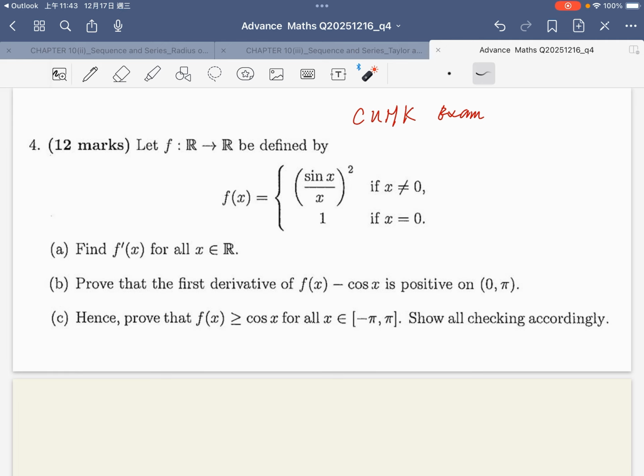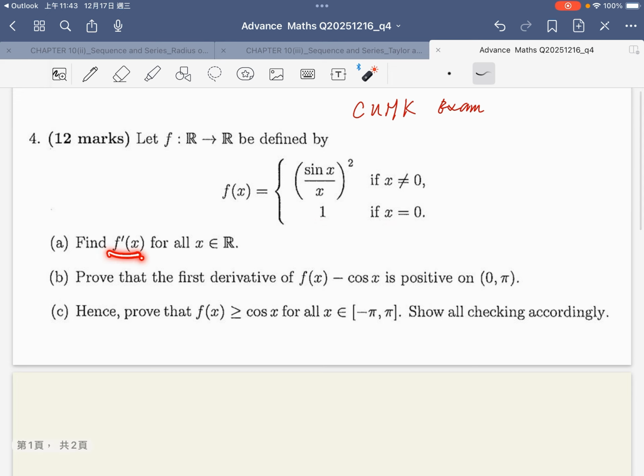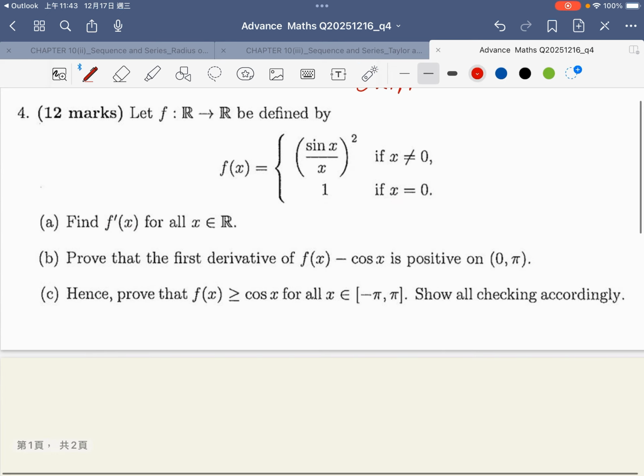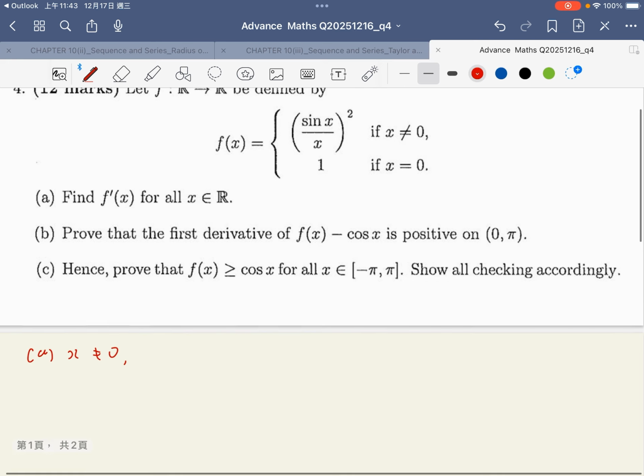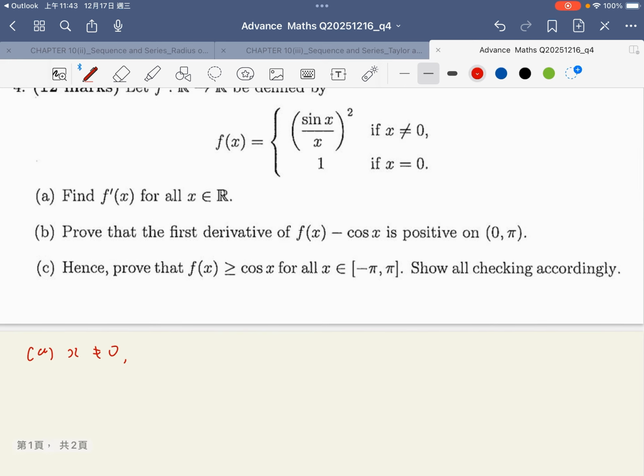Okay, the first one. Define a two-part function f(x) equal to (sin x over x) all squared when x is not equal to 0, and equal to 1 when x is equal to 0, and find the derivative of f. For x not equal to 0, we only need to differentiate this function directly.